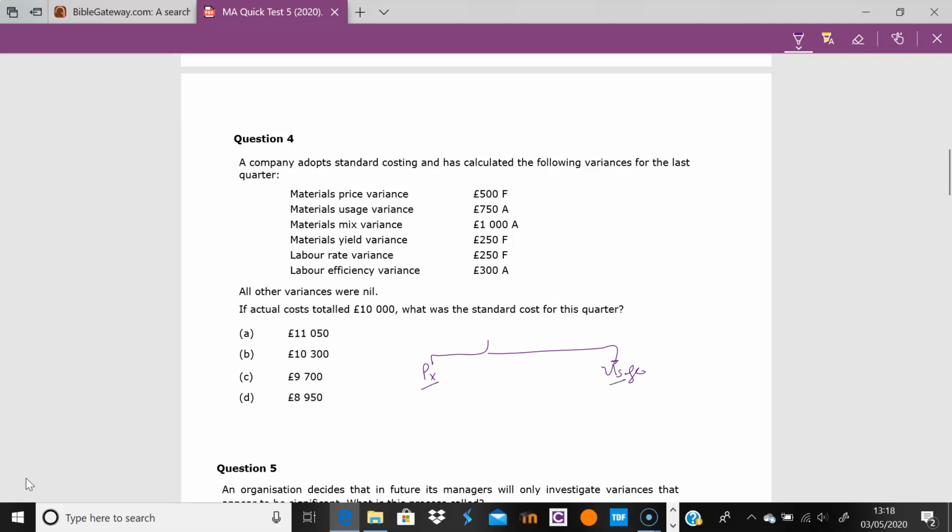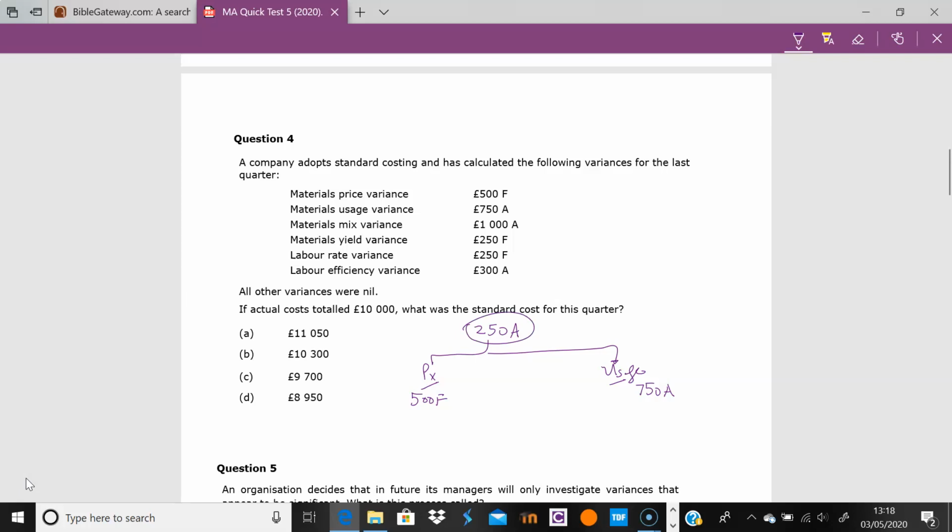The price variance here, we're told, is 500 favorable, and the usage variance here is 750 adverse. So the actual overall variance must have been an adverse variance of 250, right? And then that was broken up. We focused just on price, the price of the kilograms of raw materials that we bought in, and here we focus purely on the usage. So that's our overall cost variance for materials, just broken up into two.